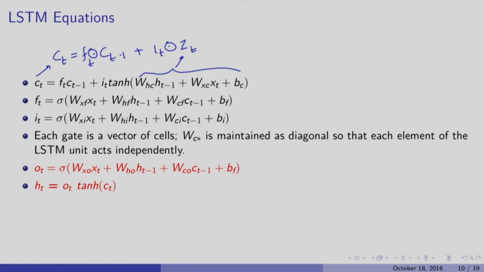On the other hand, HT itself is a Hadamard product of OT with a sigma function, the tanh function in this case, applied to CT. So this is where the gating effects are.